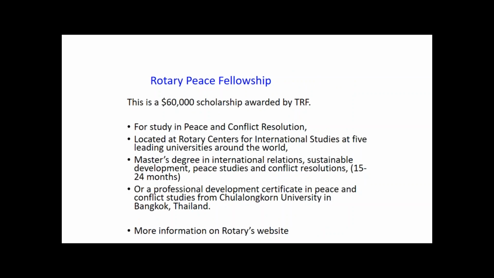Then we have a fairly specialized scholarship, a Rotary Peace Fellowship. And as I mentioned yesterday, we interviewed a young man who's going to now be referred up to the Rotary Foundation. We don't decide who it is. It's very competitive, but TRF and the university they want to go to decide whether to accept somebody or not.